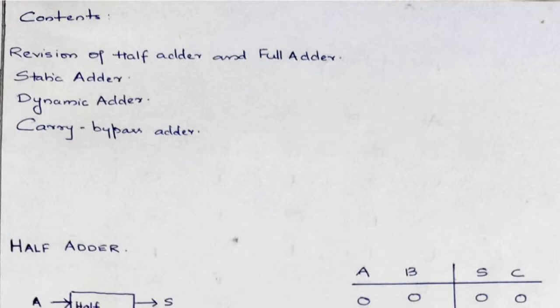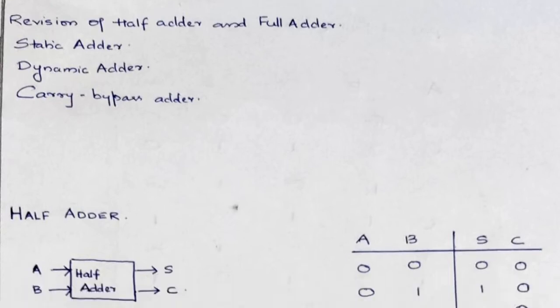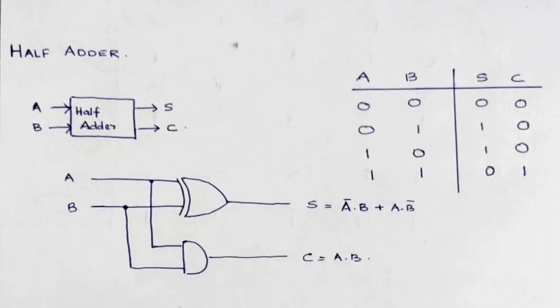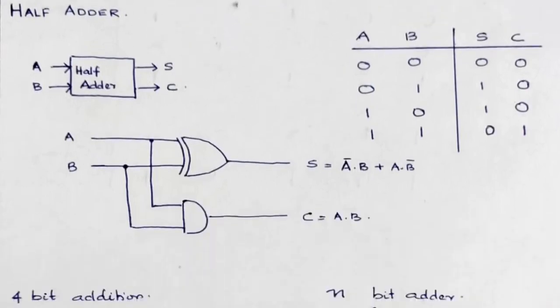But in order to understand the static adder and carry bypass adder, we will also be revising the half adder, full adder and dynamic adders, in which half adder and full adder have been already learned by us in the previous logic circuit design classes. So we'll start with the basic half adder. Half adder is the most basic of the adders that we have learned and are learning.